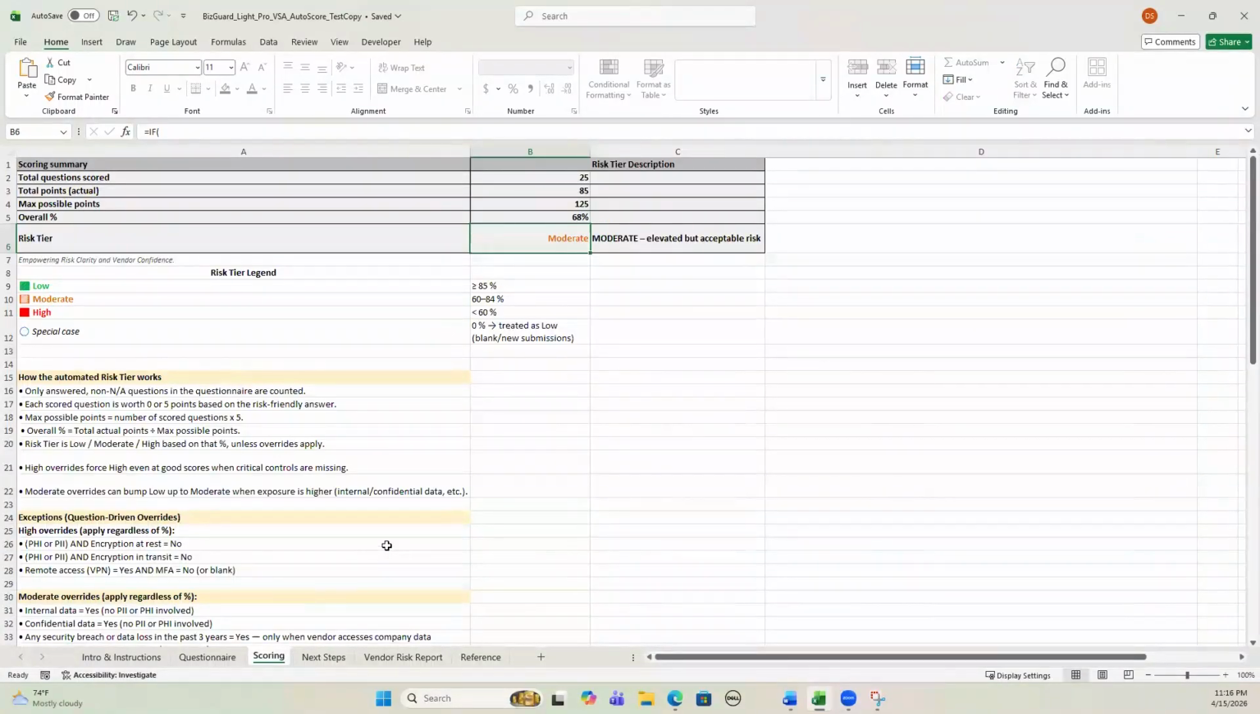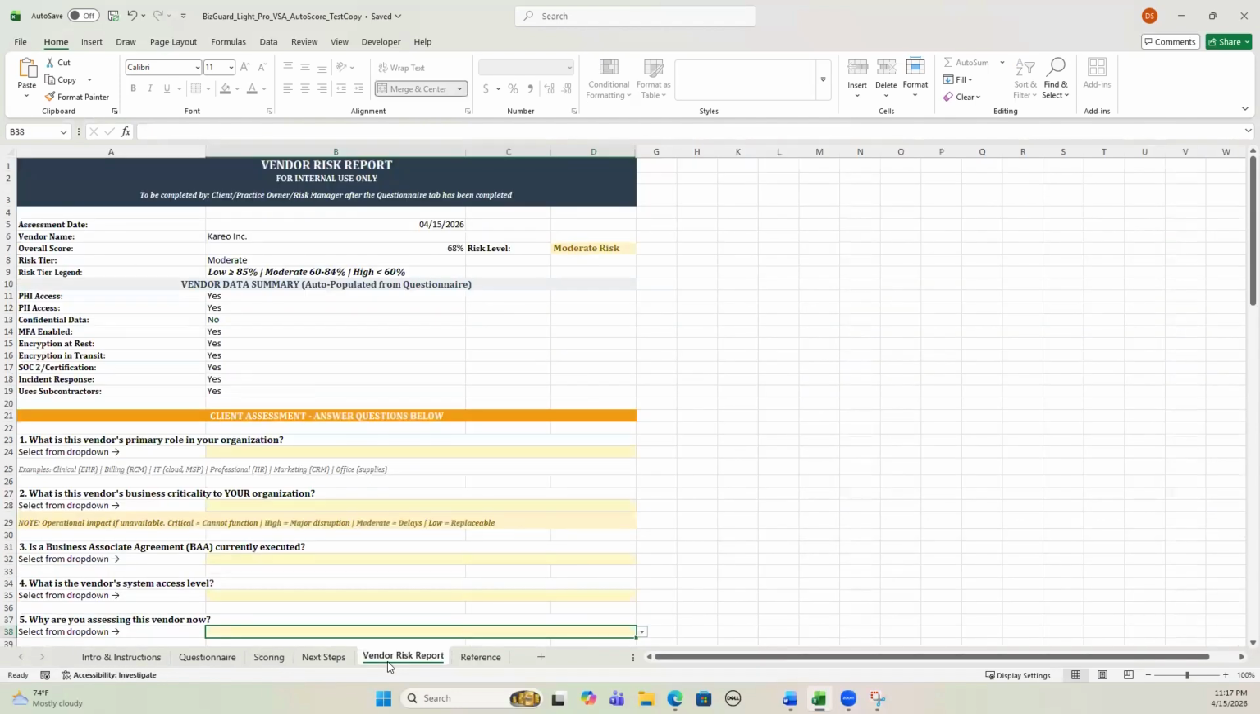Here is the scoring tab. Their answers feed into the automated scoring engine on the scoring tab, so every question is worth points. The engine calculates the total score as a percentage and assigns a risk tier automatically: low, moderate, or high. No manual math, no guesswork.